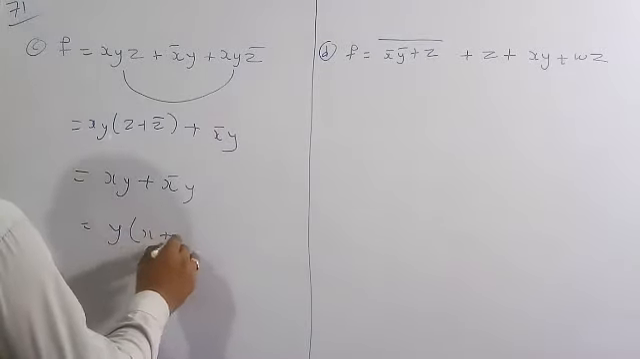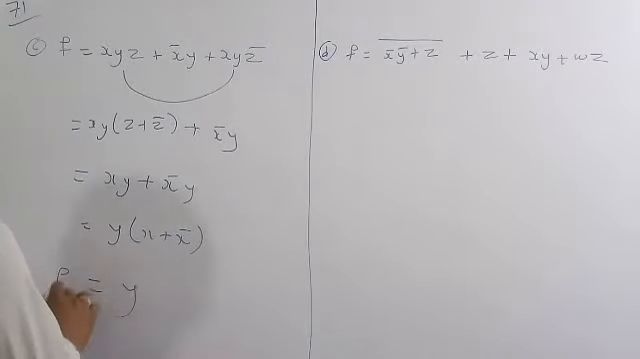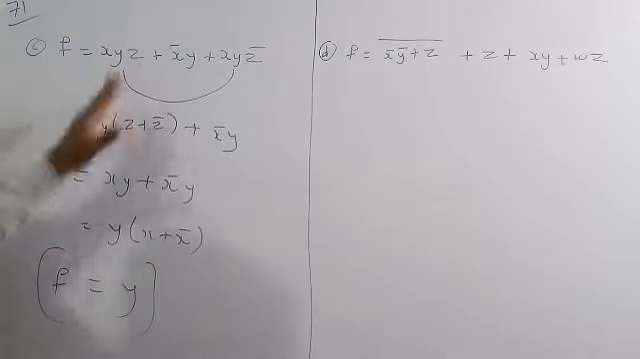So x plus x bar is again 1. So y into y is nothing but y. So therefore f is equal to y. Is that correct? Simplified expression of this longest expression. This is a simplified expression.